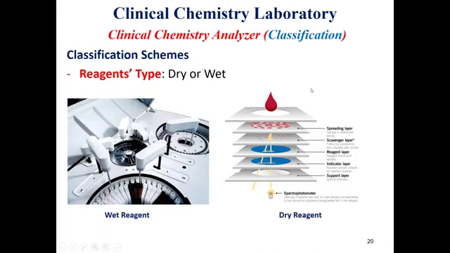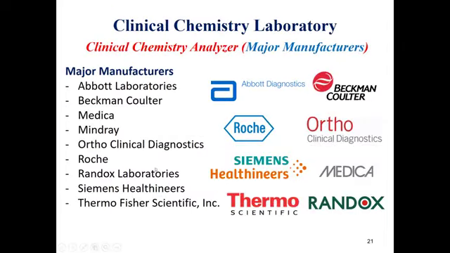Another way for the classification of clinical chemistry analyzers is based on the reagent type used. It could be either dry or wet. Most or the major part of the analyzers use wet reagents, as we can see here, the bottles. Most of them use liquid or wet type reagents, whereas we also have dry reagents, which are used by another type of clinical chemistry analyzer, but the majority of them will use the liquid reagent.